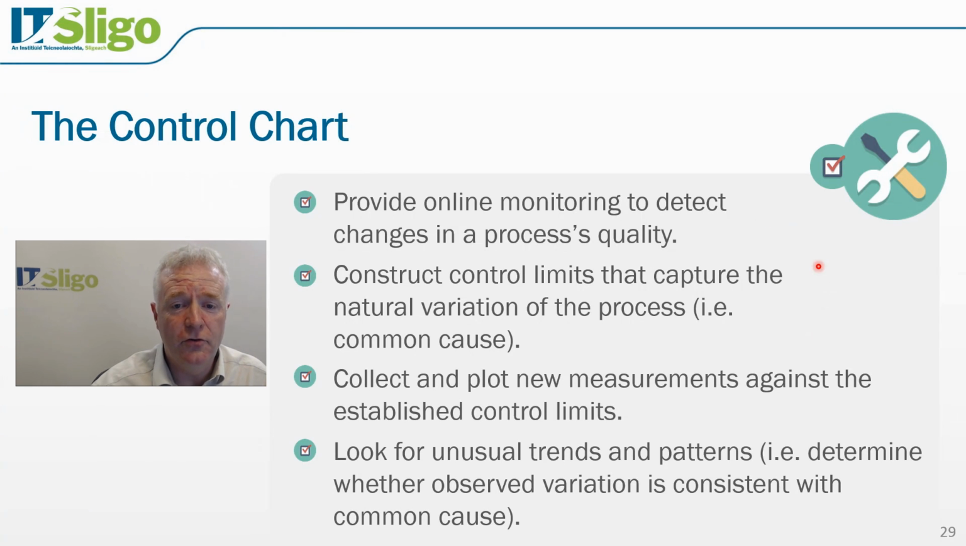We will construct control limits that capture the natural variation of the process, in other words, this common cause variation. We will then collect and plot new measurements against these limits and assess whether there are any unusual patterns. If our process is in control, we would expect that all points should fall between these control limits. We will also be on the lookout for any unusual trends or patterns which would indicate that there is special cause variation in our process.